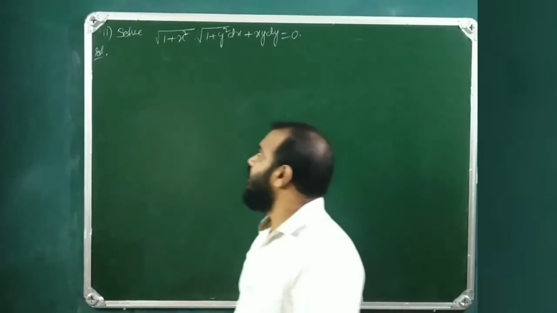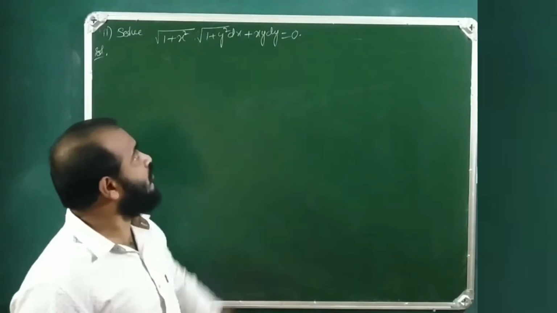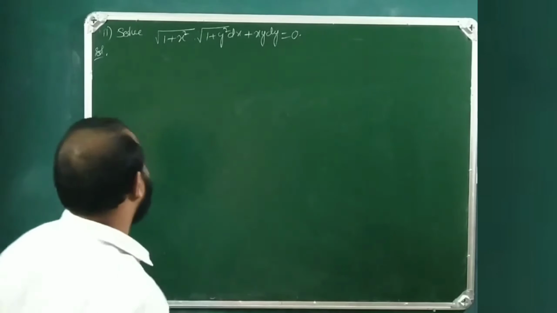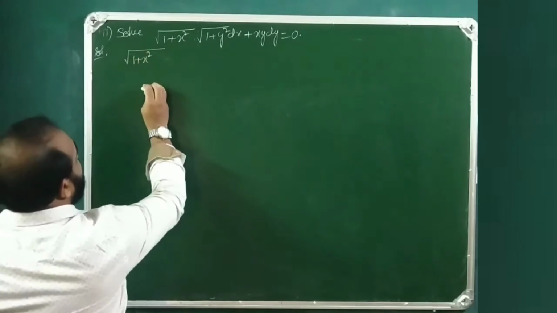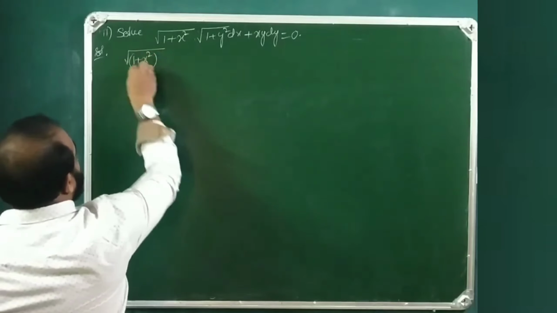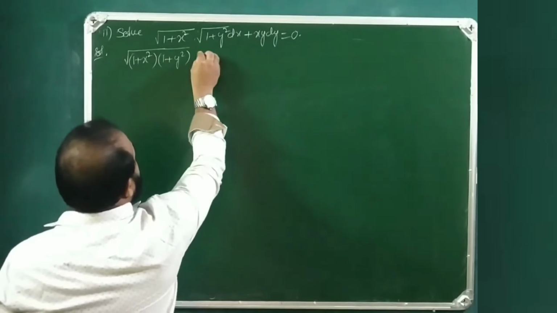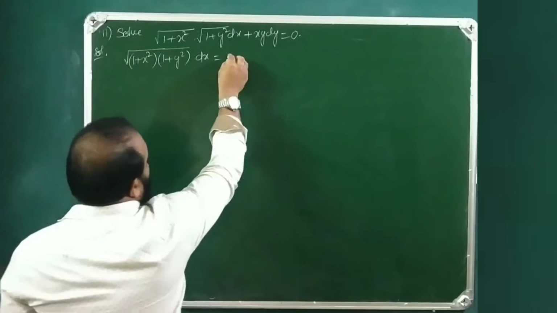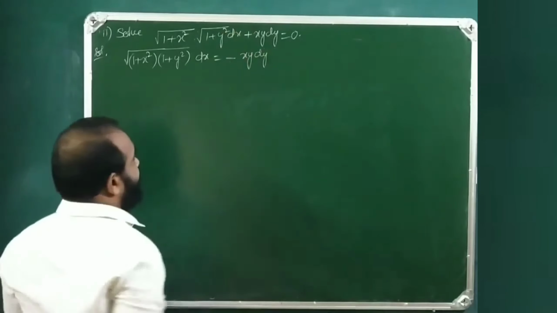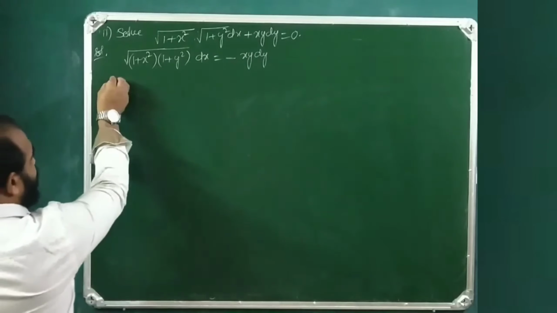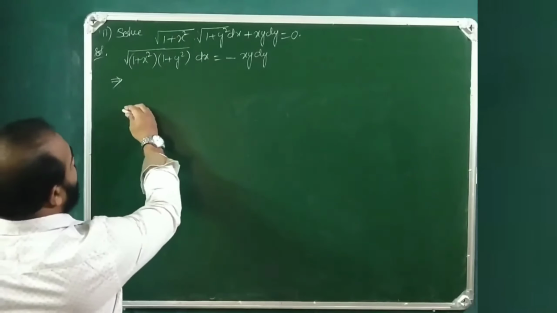11th question: solve √(1+x²)·√(1+y²) dx + xy dy = 0. First of all, this can be written as √(1+x²)·√(1+y²) dx = -xy dy, on transposing.